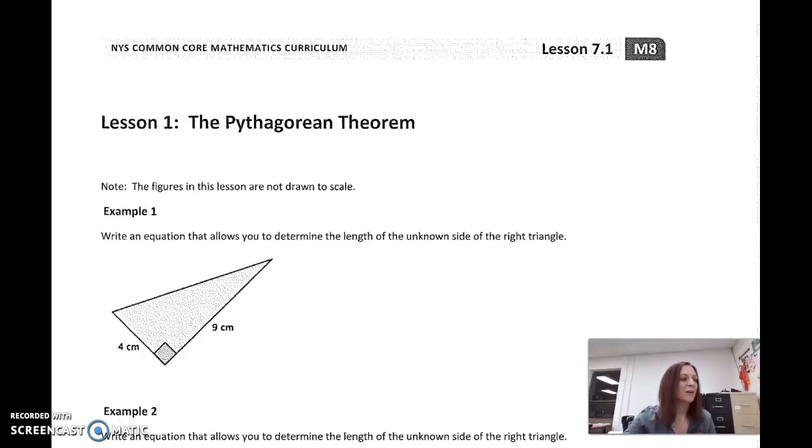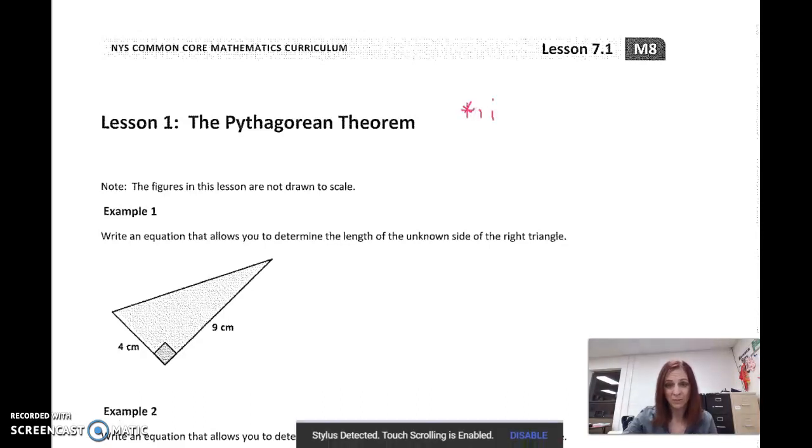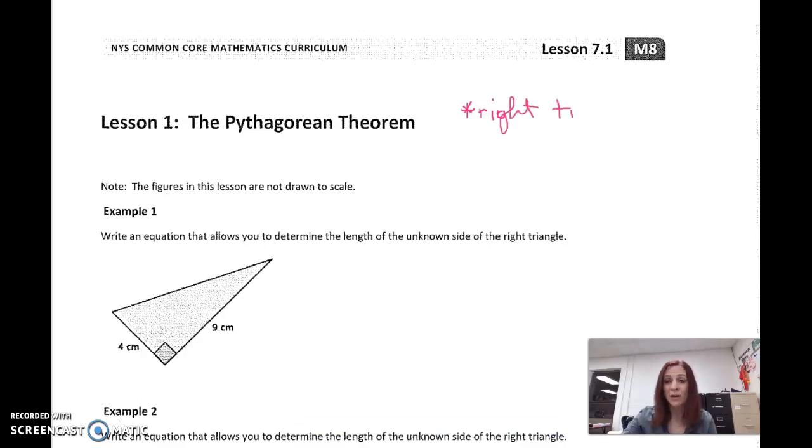So, Pythagorean Theorem, okay? The Pythagorean Theorem is for a right triangle. Okay, so a right triangle. And it's for missing side lengths.